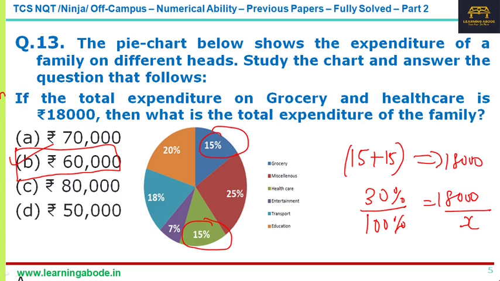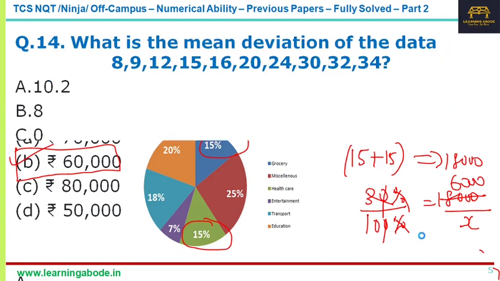Solving means you can actually directly cut it out. The percentage and percentage go off, 0 and 0 go off, and 3 is like 6,000. So it's direct, x is 60,000. Answer option B for question number 13. Very simple data interpretation question.